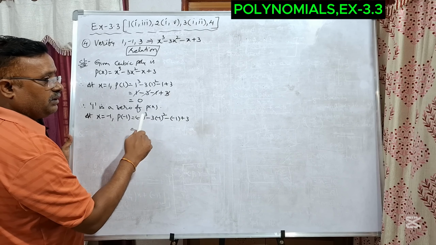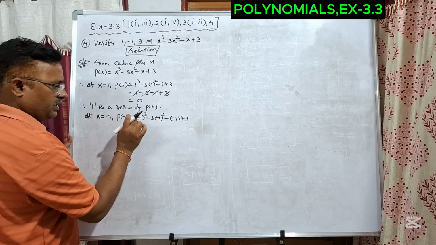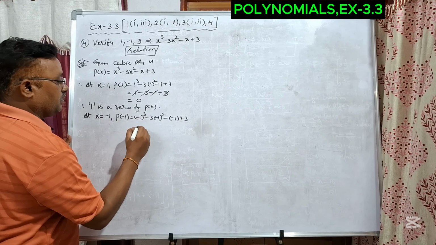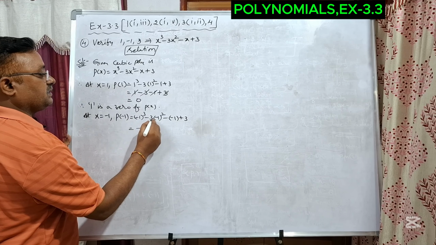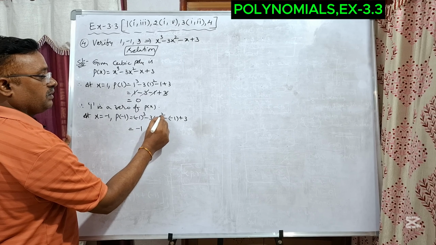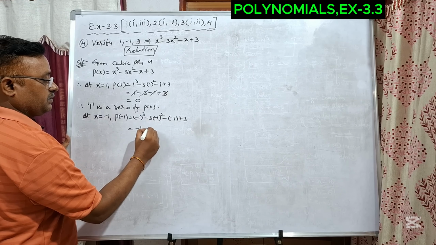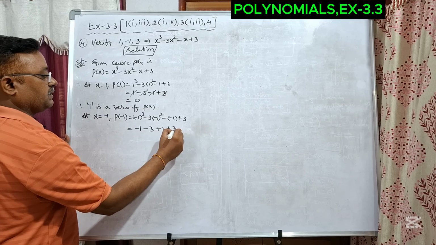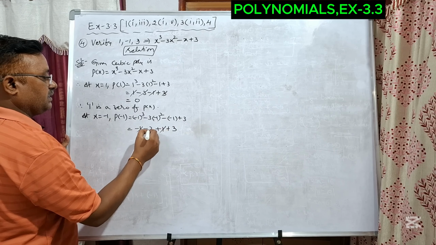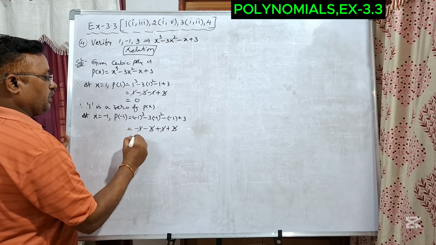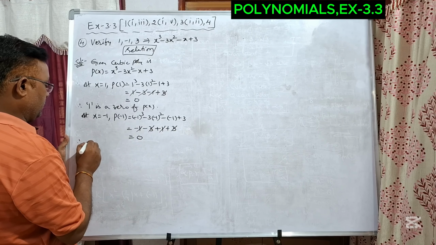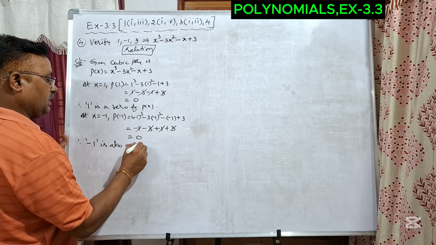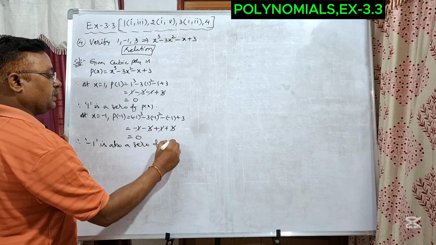You need to substitute the value properly. You need to calculate them. Very simple numbers, but don't get confused. Minus 1 whole cube value is minus 1, minus 3 into minus 1 whole square value is plus 1, minus 3 into plus 1 is minus 3, minus of minus 1 will become plus 1 and it is plus 3. Now minus 1 plus 1 cancel, minus 3 plus 3 cancel, polynomial value equal to 0. Therefore we will conclude that minus 1 is also a 0 of p of x.